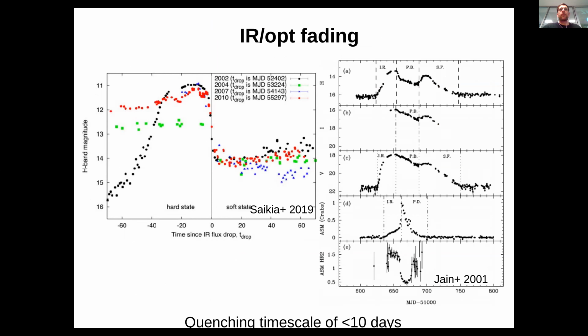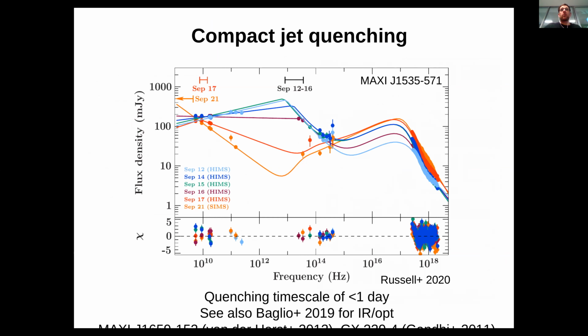And we were recently able to track the complete jet spectrum reasonably well for a compact jet. This was done using multi-wavelength observations of the black hole X-ray binary MAXI J1535-571.